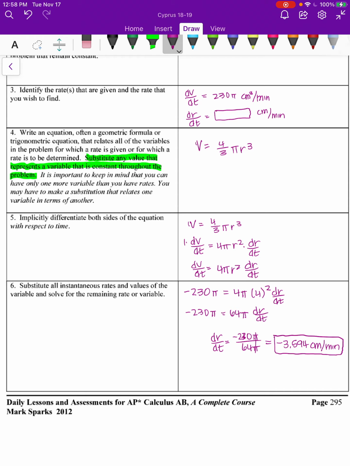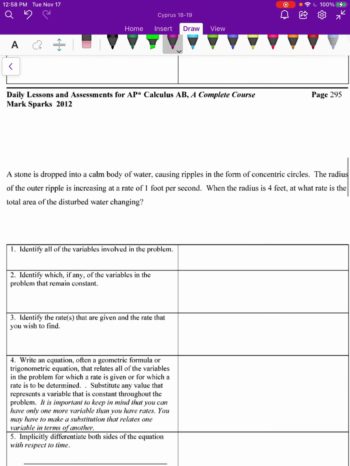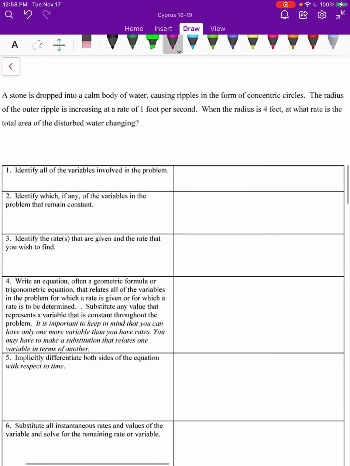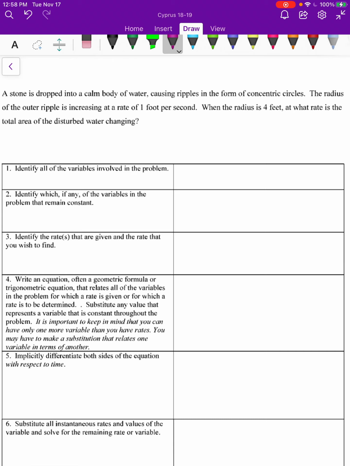Okay. Let's do one more on this video and then I'll switch to a second video so you're not stuck watching this one forever. Our next problem says a stone is dropped into a calm body of water, causing ripples in the form of concentric circles. The radius of the outer ripple is increasing at a rate of 1 foot per second. When the radius is 4 feet, at what rate is the total area of the disturbed water changing?